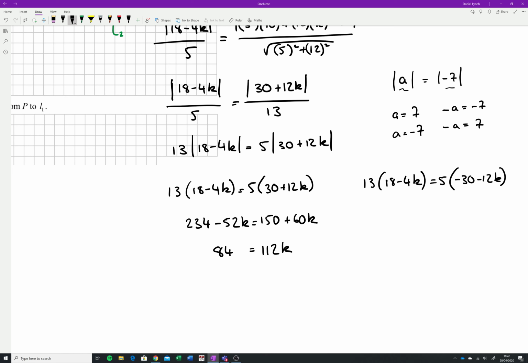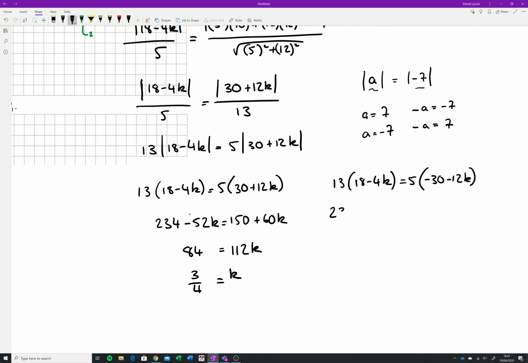Divide both sides by 112, and we get that k is equal to 3/4. Nice. For the other case, 234 minus 52k, that didn't change. This time it's minus 150, and it is minus 60k. So I think we'll bring the k's over to the left-hand side, we'll get 8k. And we'll bring minus 150 minus 234 to the right, so minus 384 there, divided by 8. k ends up being minus 48.